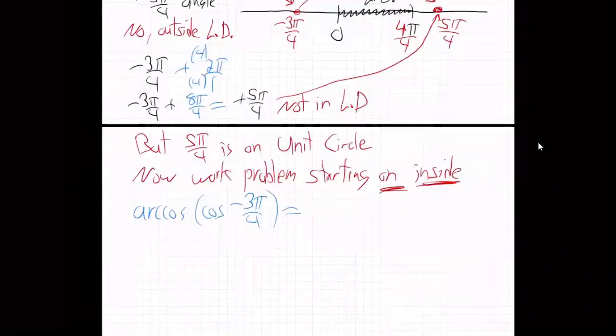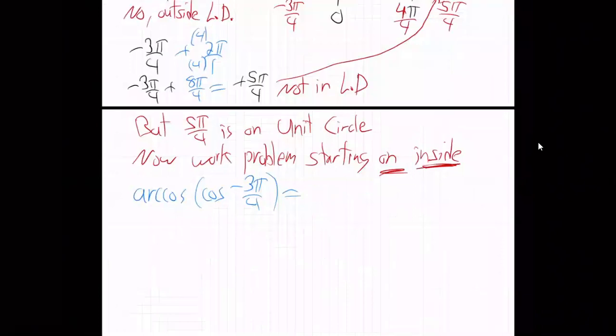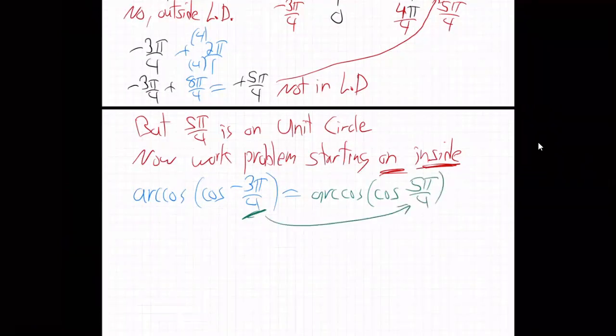Well, now that has become, just change the colors here for clarity, arc cosine of cosine. And negative 3 pi over 4, we've added 2 pi and it's become 5 pi over 4. And now we can work the problem starting right in here, just the inside. So just the inside, and then we'll do the outside later. Work it from the inside out. What's the cosine of 5 pi over 4? Just do the inside first, because you can do that now.